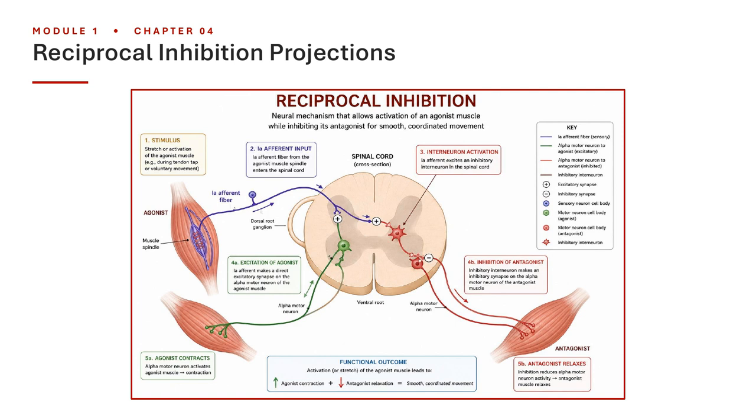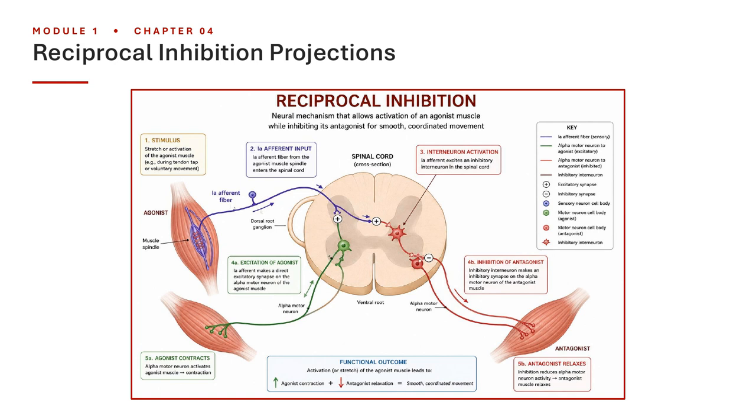Blue for the 1A afferent sensory pathway, red for the excitatory motor pathway to the agonist, and green for the inhibitory interneuron pathway to the antagonist. Follow the blue 1A afferent as it enters the cord and branches. One branch, shown in red, goes directly to the alpha motor neuron of the agonist. The other branch, shown in green, goes to an inhibitory interneuron, which then reaches the antagonist motor neuron.